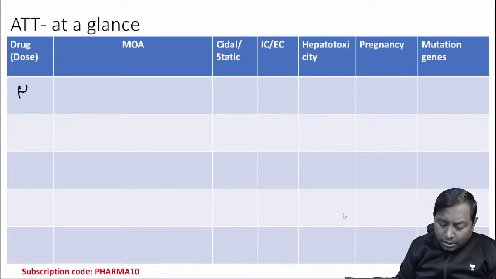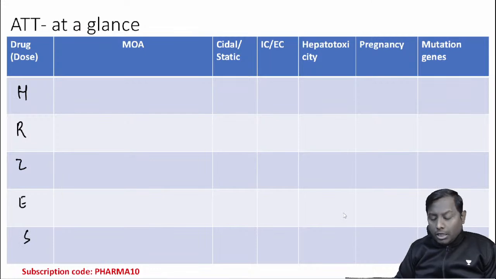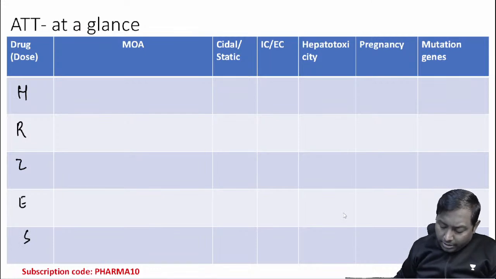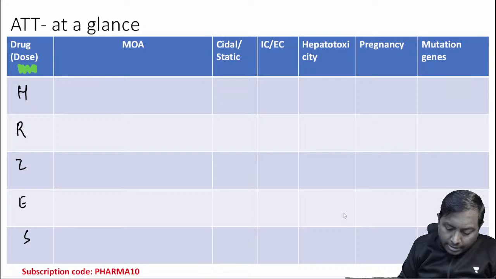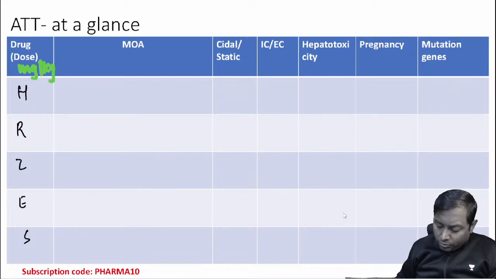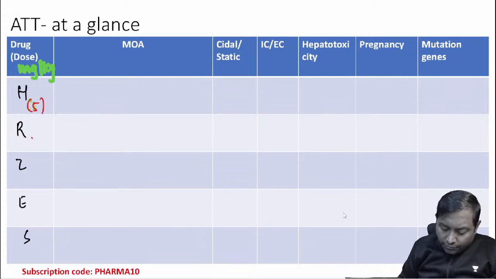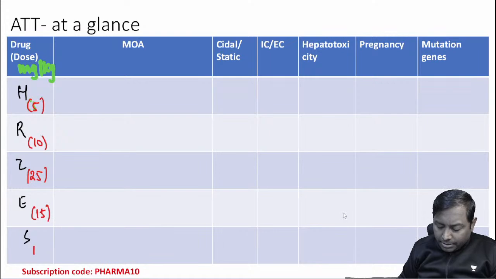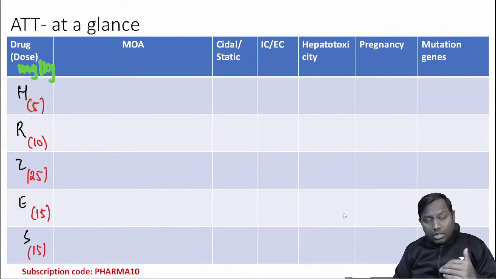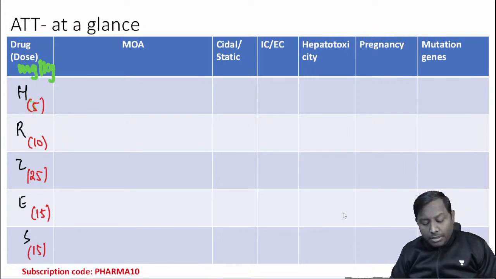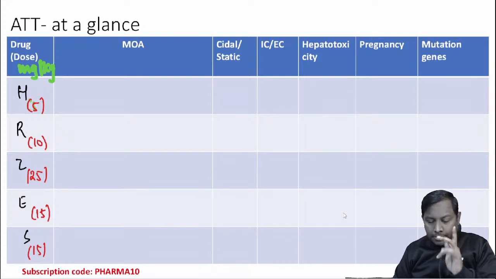Important antitubercular drugs, remember HRZE and S for streptomycin. Doses, if I am going to write here in mg per kg, then isoniazid will be 5 mg per kg, rifampicin will be 10 mg, pyrazinamide will be 25 mg per kg, ethambutol will be 15, and streptomycin also 15. Do remember streptomycin is not under our NTEP, National TB Elimination Program. We do not have streptomycin.